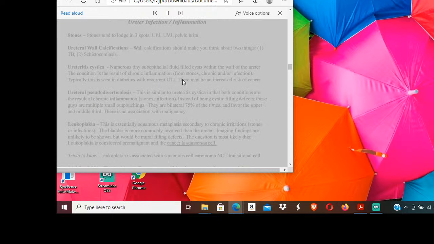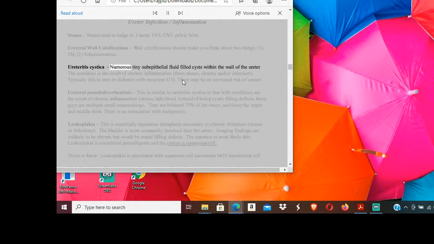Ureteral infection, calcification. Stones tend to lodge in 3 spots: UPJ, UVJ, pelvic brim. Ureteral wall calcifications. Wall calcifications should make you think about 2 things: 1, TB, 2, schistosomiasis.